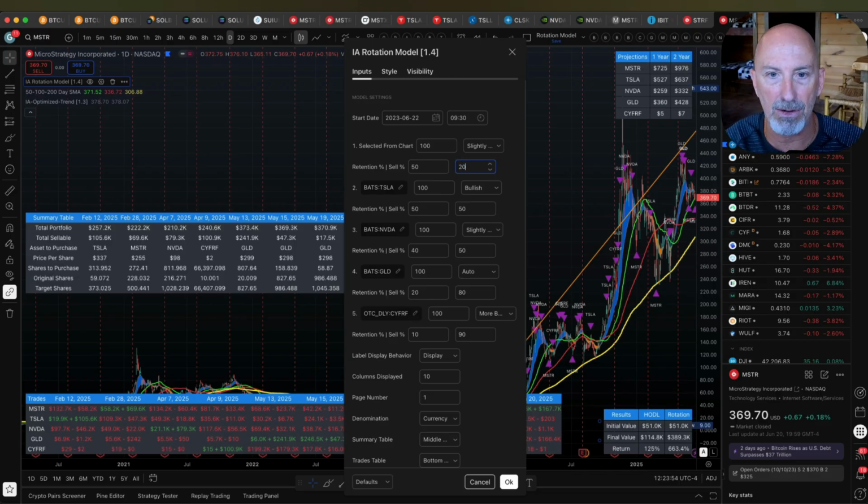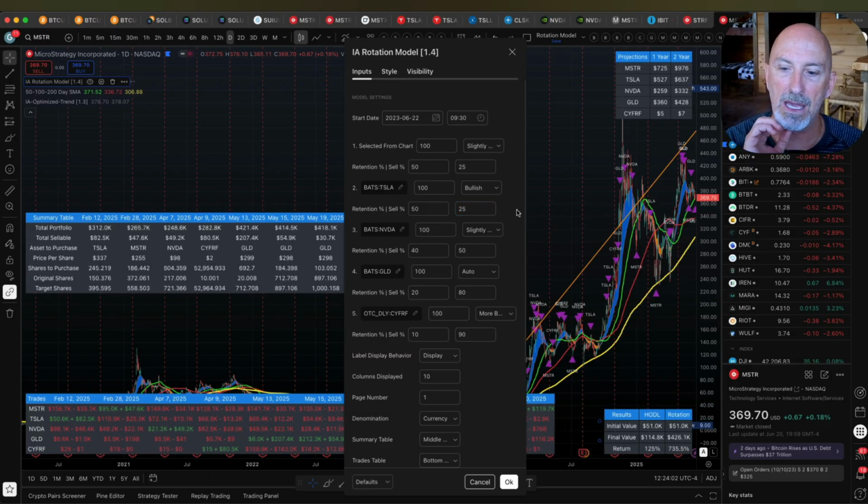Maybe I don't even want to sell that much of my MicroStrategy or my Tesla. Maybe I'm not willing to put that much at risk because those are my bread and butters. Well, that right there just increased the rotation model results up to 735%. Same thing with NVIDIA. Maybe I'm willing to put a little bit more of NVIDIA at play. So if I go to 75, the back test results went up.